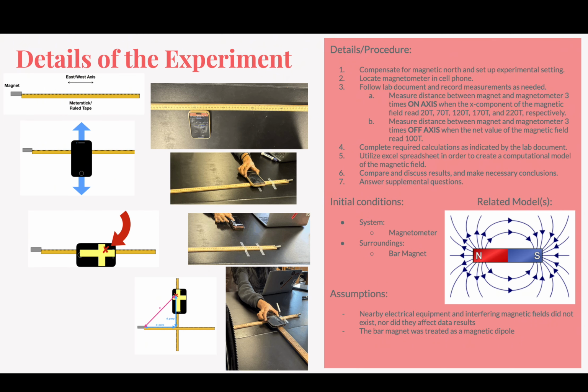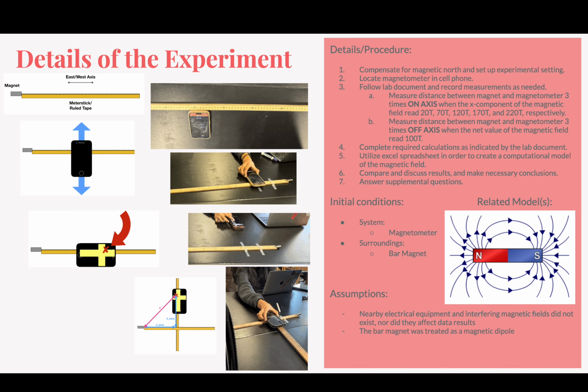The first step was to compensate for the magnetic north and set up the experimental setting. The first 2 images on the left of the slide depict this. The next 2 images, which correspond to a real-life image and the image in the lab document, correspond to the second step, which was to locate the magnetometer in a cell phone.